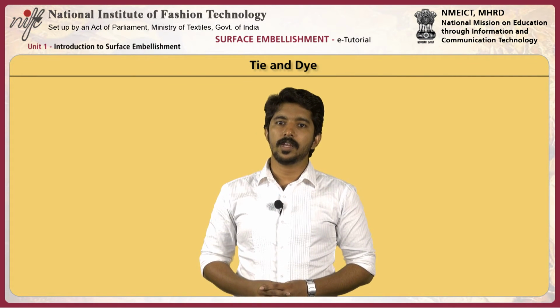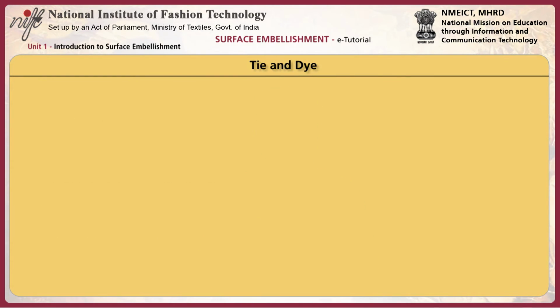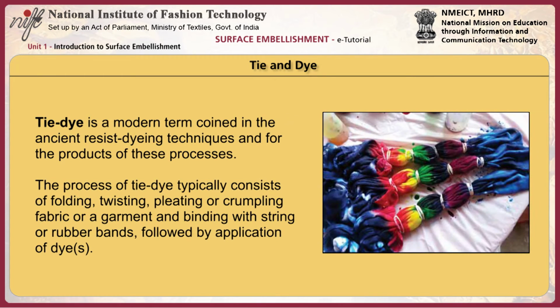Let's now move on to the dyeing and printing techniques. Tie-dye. Tie-dye is a modern term coined for the ancient resist dyeing techniques and for the products of these processes. The process of tie-dye typically consists of folding, twisting, pleating or crumpling fabric or a garment and binding with string or rubber bands followed by applications of dyes.